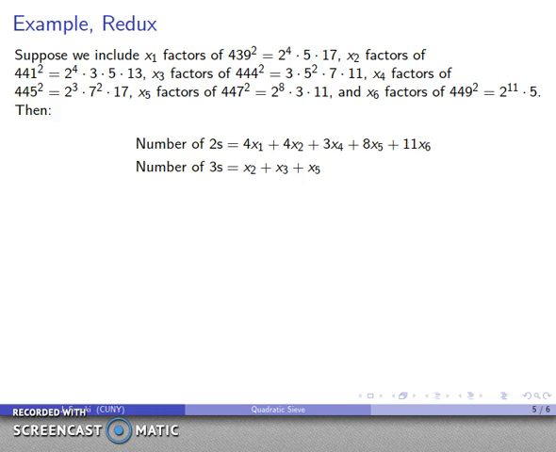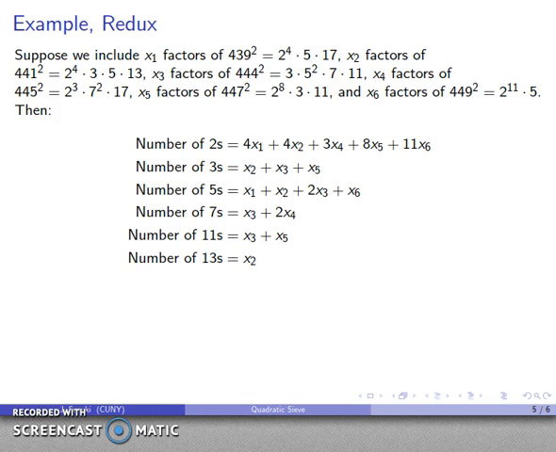Likewise, I can find the number of 3's in that product. The ones that contribute the 3's: the x2 contributes a 3, the x3 contributes a 3, and the x5 contributes a 3. So there's my number of 3's, and I can do the same thing for the other prime factors. Now here's why it's important that we work with B-smooth numbers, because if I didn't have B-smooth numbers, I'd have 2's, 3's, 5's, 7's, and potentially any prime up to whatever the largest prime I have. By focusing only on the B-smooth numbers, I limit the number of, well, these are equations, and I can do a little bit of algebra.